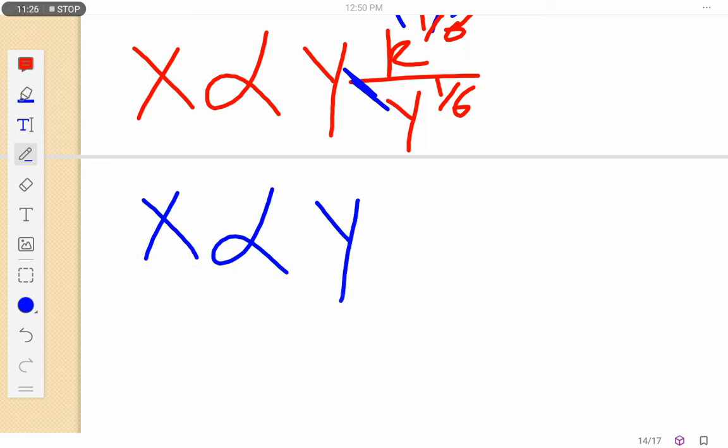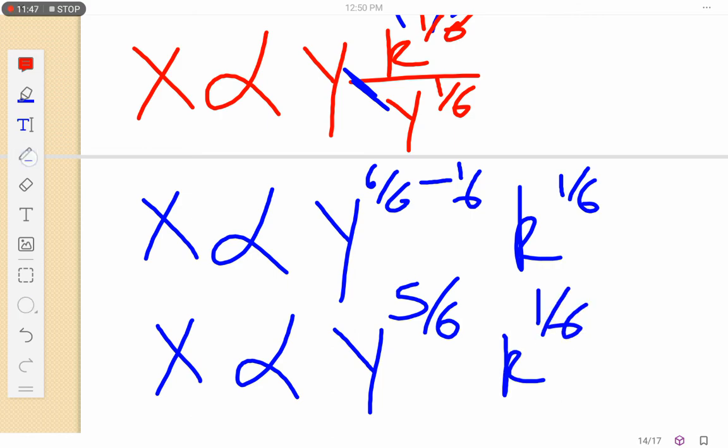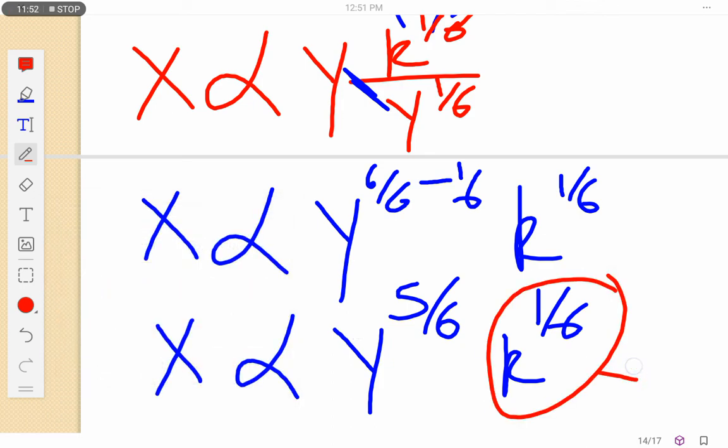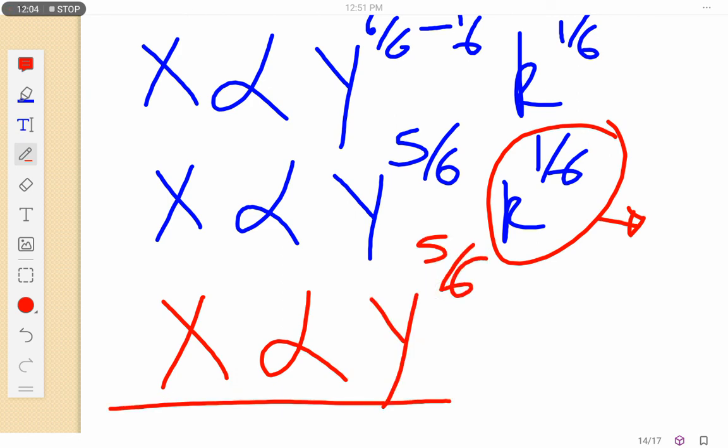I can have my x varies with y. The first one is to the power of 6 over 6, and because we're dividing, we subtract the powers, 1 over 6. Then we have our k to the power of 1 over 6. So x varies with y to the power of 5 over 6 and k to the power of 1 over 6. Now, because our k is a constant, we can remove this one. Then we will remain with x varies with y to the power of 5 over 6. So this is what we wanted to show, so that's shown there.